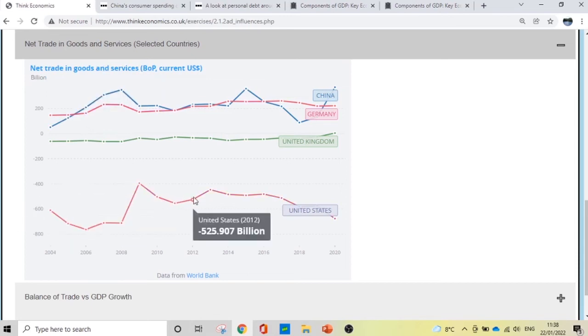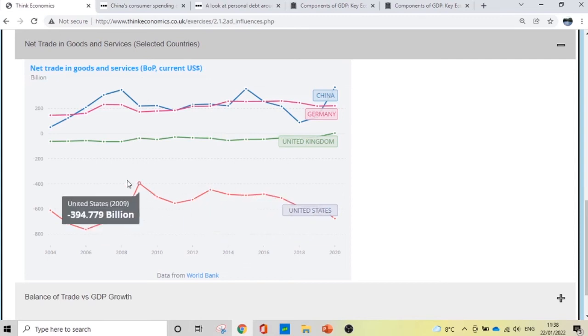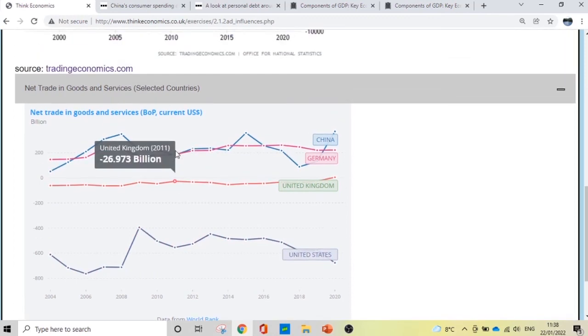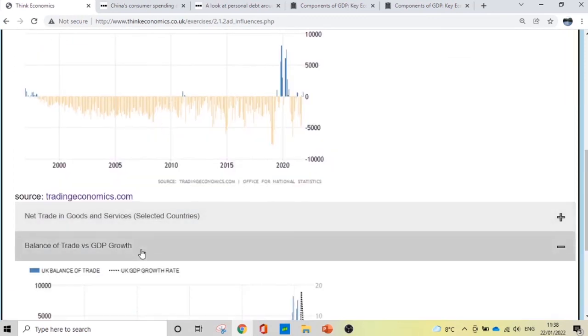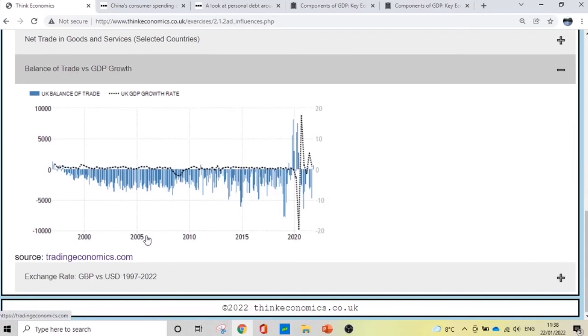The United States has a lot of imports, and they don't make it up through exporting. So they have quite a big drag on their net trade in goods and services on their balance of payments. Now, this is the most interesting thing I think, right? It's that balance of trade versus GDP growth. The richer we are in the UK, the more we will tend to buy from abroad. And so therefore, the more we import, that's a drag on AD, the less we're going to have X minus M. And so you can see this dotted line here.